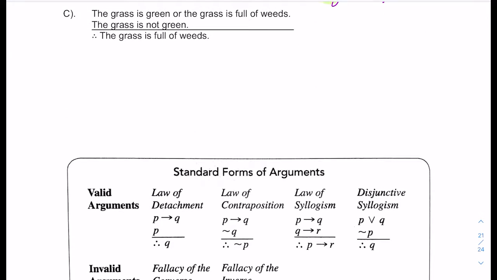Try letter C and then unpause when you're ready to check your answer. In letter C, we have, the grass is green or the grass is full of weeds. The grass is not green, therefore the grass is full of weeds. So first define P and Q.